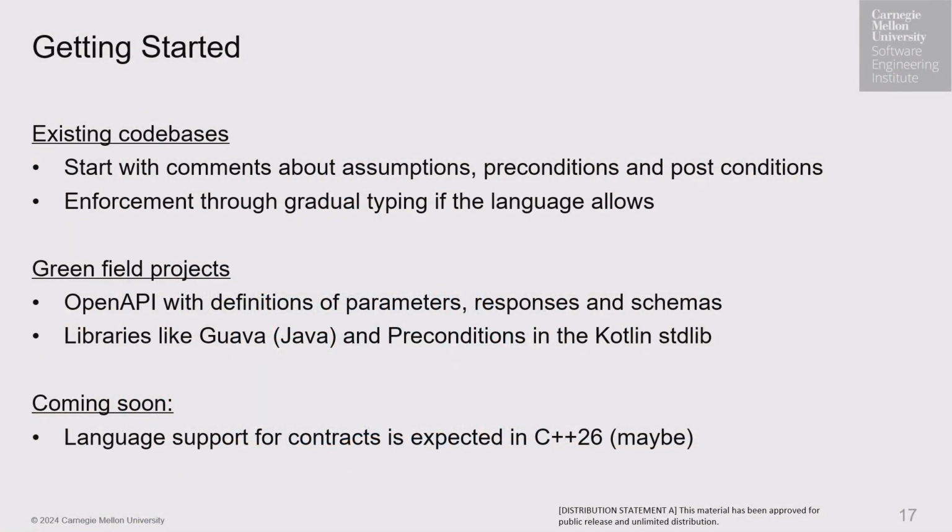For new projects, for anyone that gets to work on those, lucky you, look at the ways that the tools you select at the start can help. A couple of good ones: OpenAPI helps define your API for web apps. There are also libraries in Java, and preconditions in the Kotlin standard library, that help support design by contract. Rust also has a contracts crate, and I'll continue to plug C++. In the 26 version of the standard, they'll actually be getting formal support for the idea of contracts, maybe. Still to be decided.